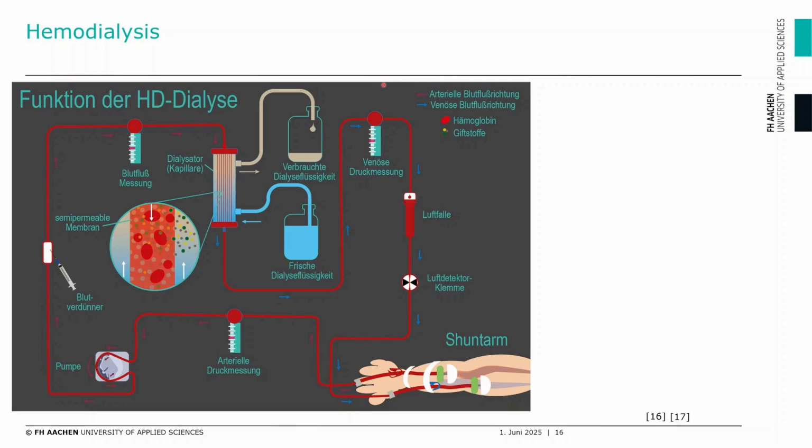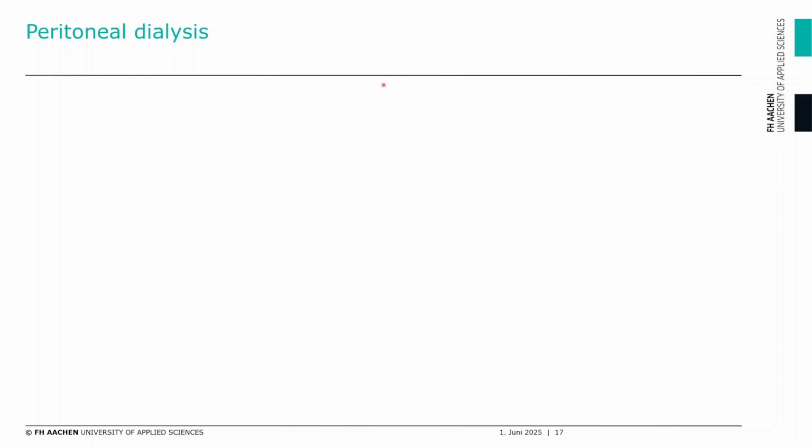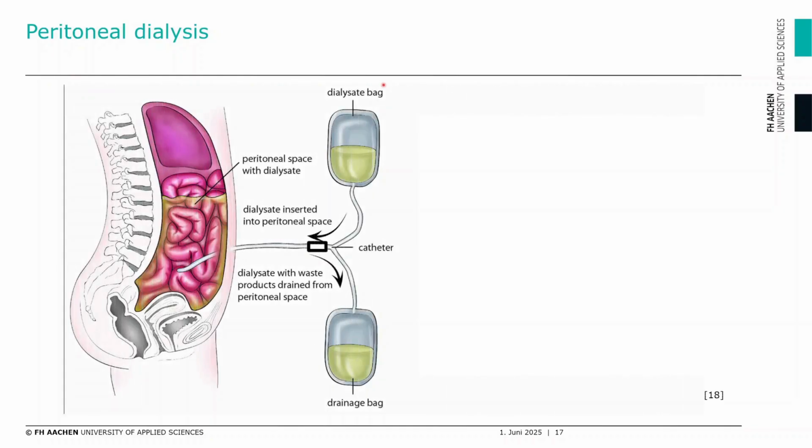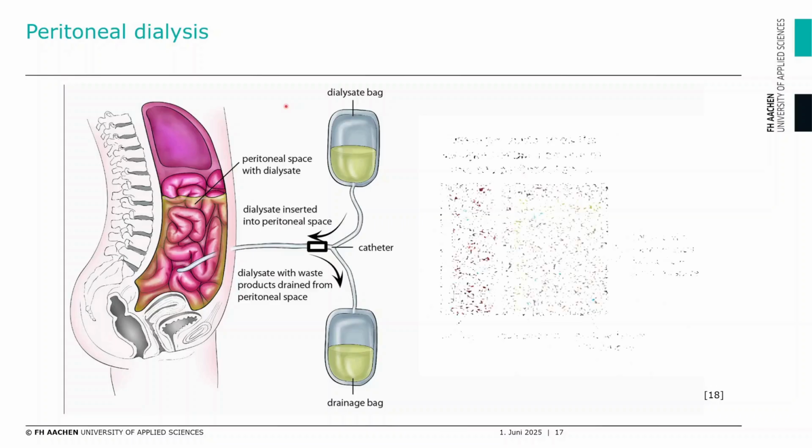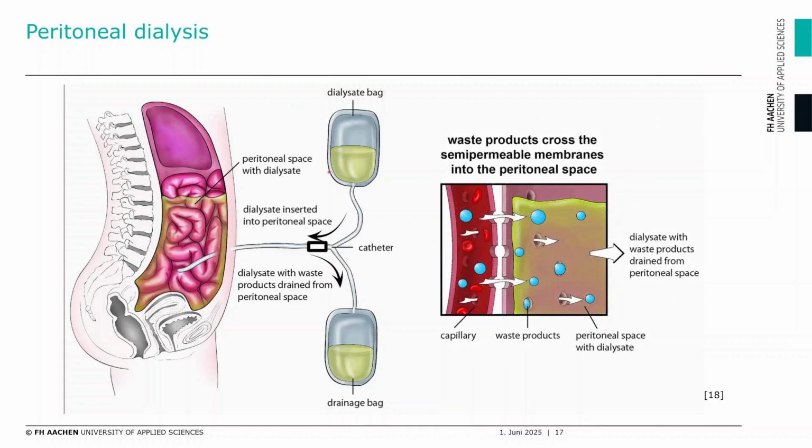The dialysis solution usually consists of sodium, potassium, calcium, magnesium, glucose, and bicarbonate. Now, peritoneal dialysis. In peritoneal dialysis, the peritoneum is used as a dialysis membrane. The peritoneum contains capillaries, venules, and lymphatic vessels. Dialysis takes place in the body during peritoneal dialysis. The peritoneum acts as a semipermeable membrane.